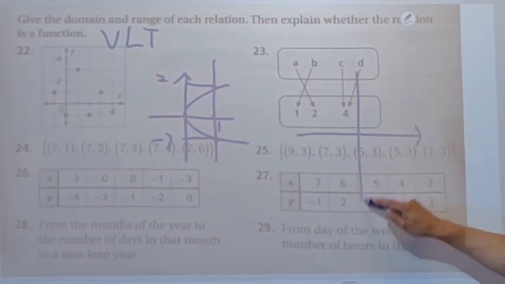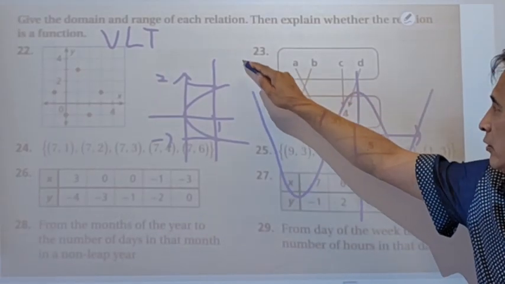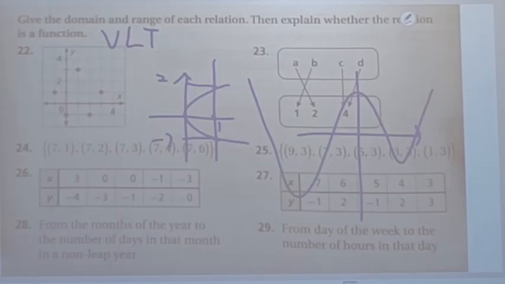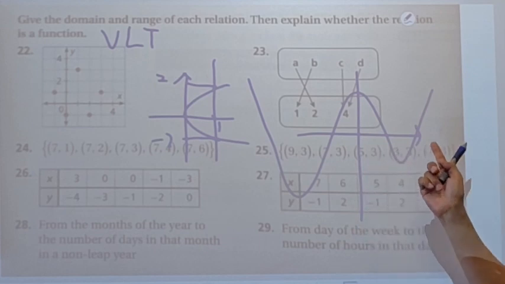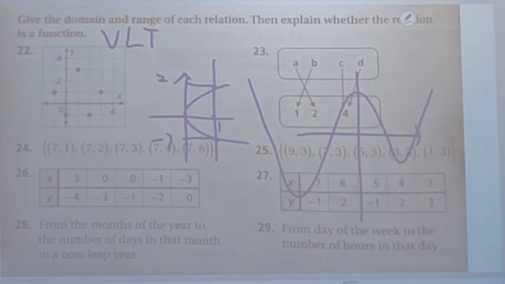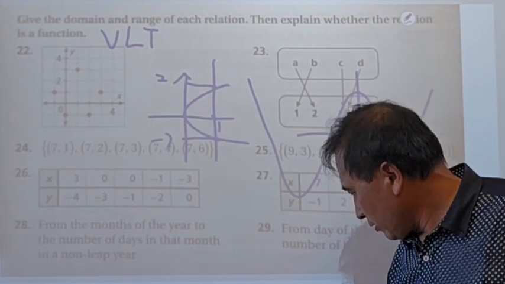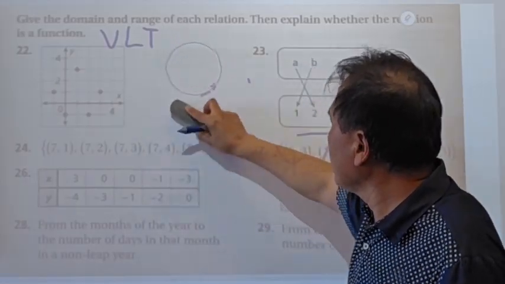But similarly, this one is a function, because anywhere you cut, there's no place to cut twice. Then this is a function. Clear? We use the vertical line test graph wise, and the repeating check number wise.